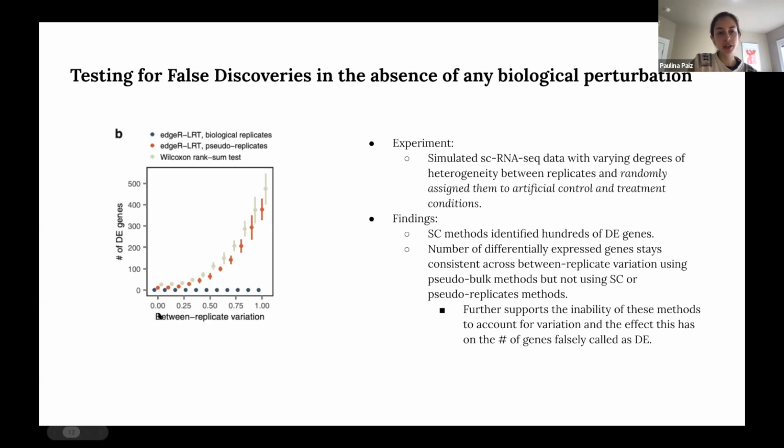So here you can see that, for example, edgeR, the one with biological replicates, stays the same across between-replicate variation. edgeR LRT, but made from pseudoreplicates, has many more differentially expressed genes, and the Wilcoxon rank sum test, which is the one that I said was the single-cell representative method, also has many more differentially expressed genes.